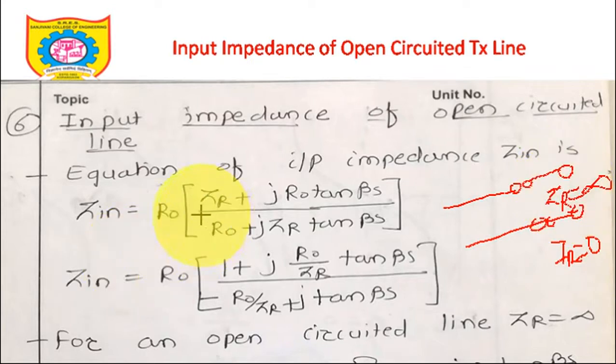So in this expression, put ZR equal to infinity. You cannot put ZR equal to infinity directly, because it will be of the form infinity upon infinity, which is not valid. So it's better to divide each and every term by ZR, or take ZR common, one and the same thing. So ZR upon ZR will become 1 plus j R0 upon ZR tan beta s, divided by R0 upon ZR plus j tan beta s. Now I can put the value of ZR as infinity. So this term will turn out to be 0, this term will turn out to be 0. And what am I left with?